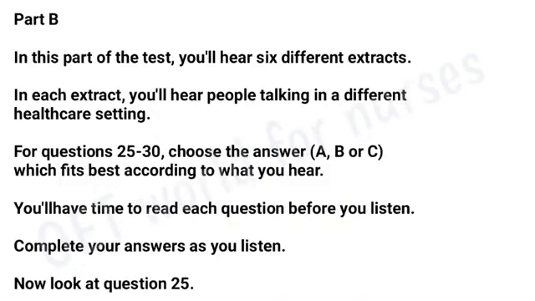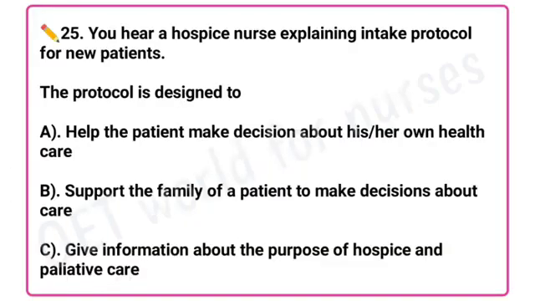Part B. In this part of the test, you'll hear 6 different extracts. In each extract, you'll hear people talking in a different healthcare setting. For questions 25 to 30, choose the answer A, B, or C, which fits best according to what you hear. You'll have time to read each question before you listen. Complete your answers as you listen. Now look at question 25. You hear a hospice nurse explaining intake protocol for new patients. Now read the question.